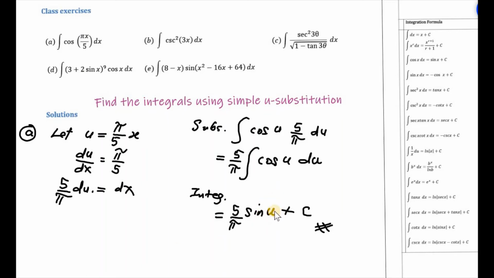And we forgot the u. We cannot just leave the answer as a u. You have to replace the u with the variable that is given in the question. Our variable u is pi x on 5. That is our final answer.